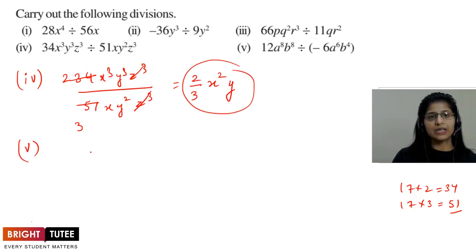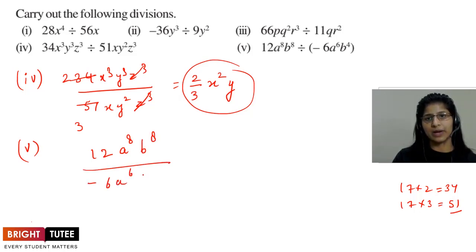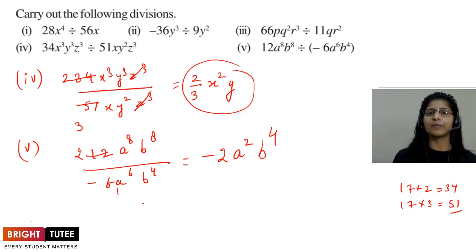In the fifth part, we have 12 a to the power 8, b to the power 8, whole divided by minus 6 a to the power 6, b to the power 4. 6 ones are 6, 6 twos are 12. So minus 2, because we can't write the denominator as negative. 2 a to the power 8 upon a to the power 6 will be left with a to the power 2. b to the power 8 and b to the power 4, we will be left with b to the power 4. Clear? So all these 5 parts are discussed now, and they're quite easy to solve.